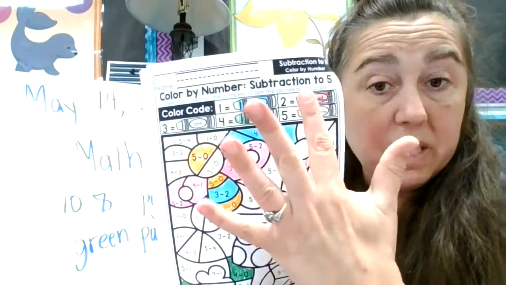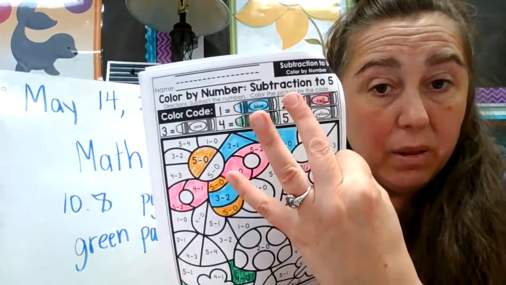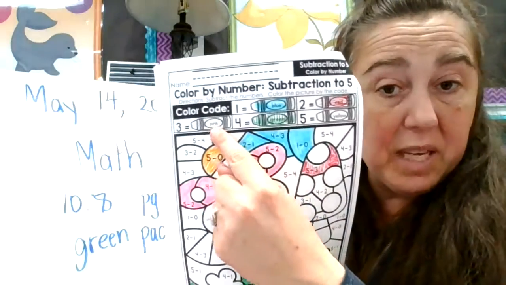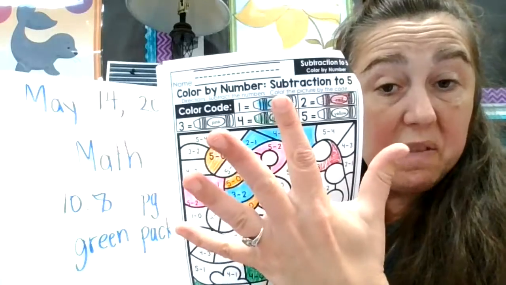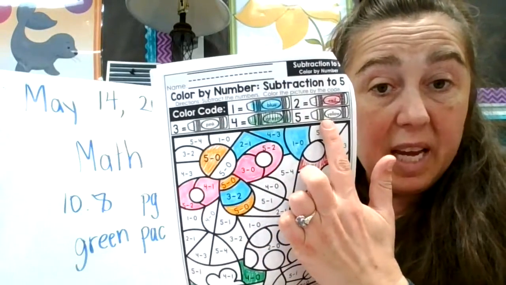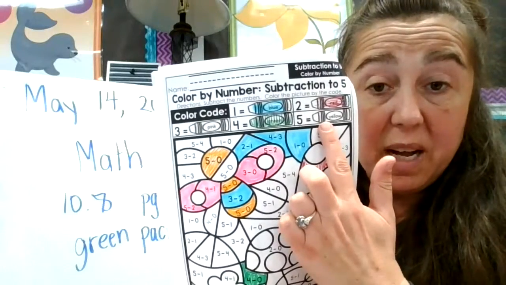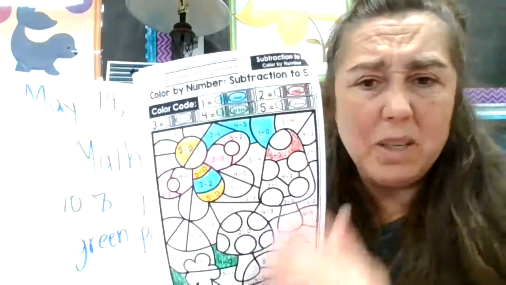Now look at this one. This one says you have 5. You take 2 away. How many do you have left? 3. So if I have 3 left, I color that part pink. This one says I have 5. I take nothing away, and I still have 5. If the answer, or the difference, is 5, I color it yellow. You get the idea? Awesome. It's a really fun one to do.